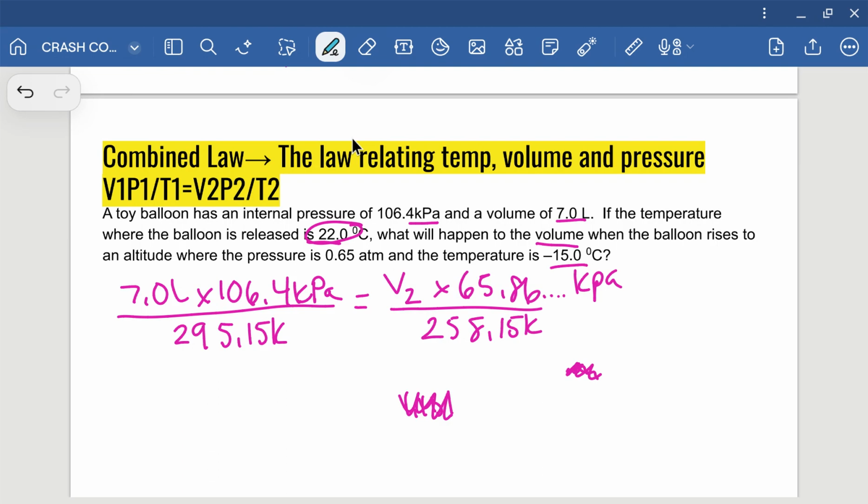So we can still cross multiply and divide. If you cross multiply, take this temperature, multiply it by all these numbers up here, so 7.0 times 106.4, and then divide by your 295.15. That will get you a number, and that's going to equal V2 times your pressure. So to get V2 alone, you're going to divide by your pressure. So if you can follow those steps, V2 will equal 9.9 liters.